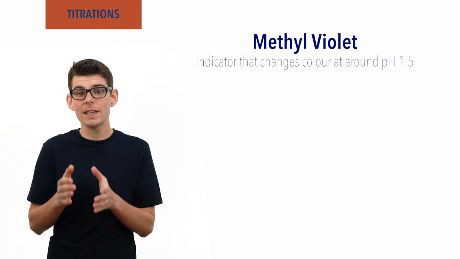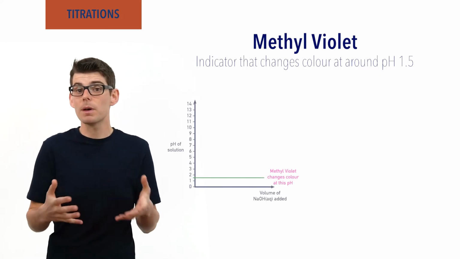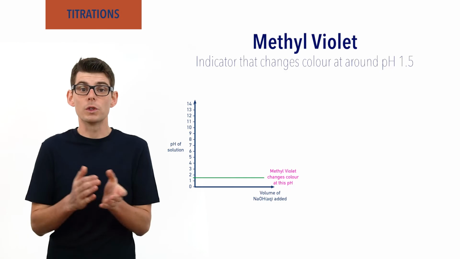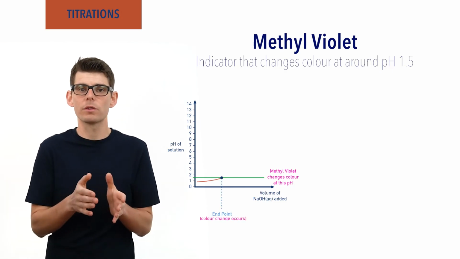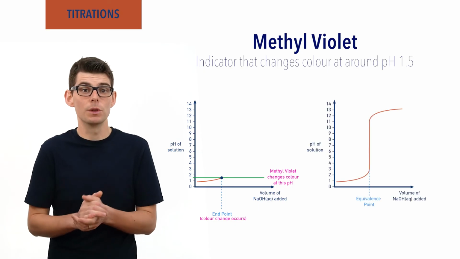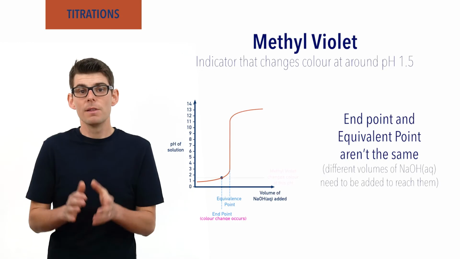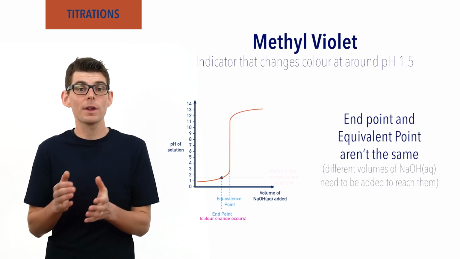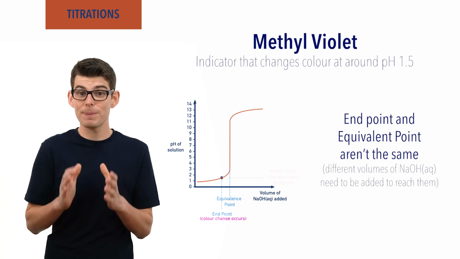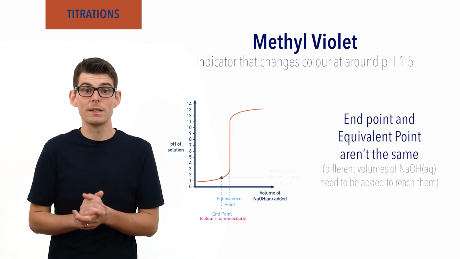The colour of the indicator would change at around pH 1.5, meaning the person carrying out the titration would stop the titration, the endpoint, way before all the hydrochloric acid has been reacted or used up, and the equivalence point is nowhere near reached. This is why we have to be careful when selecting the right indicator for a given titration. This is especially true when carrying out a titration using weak acids or bases.